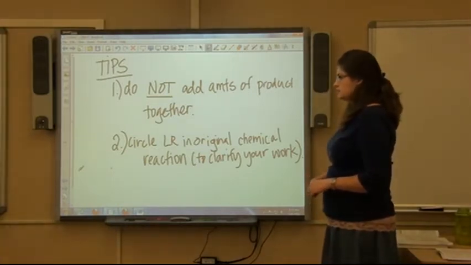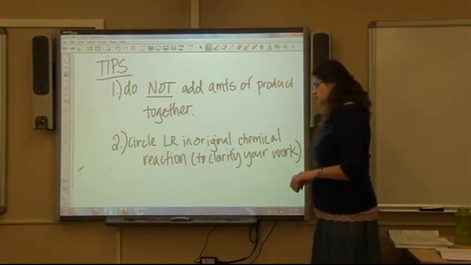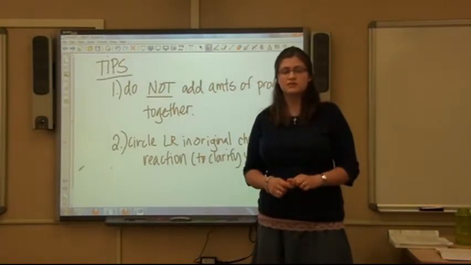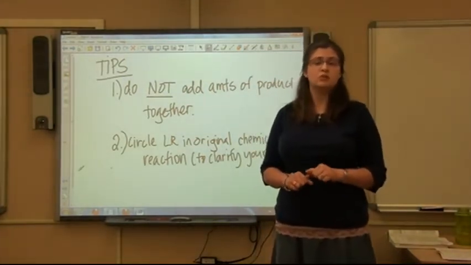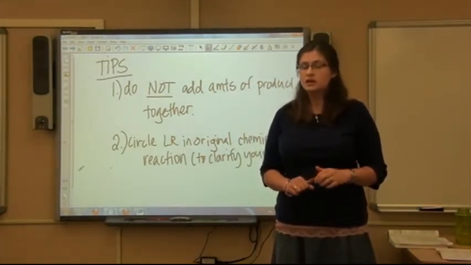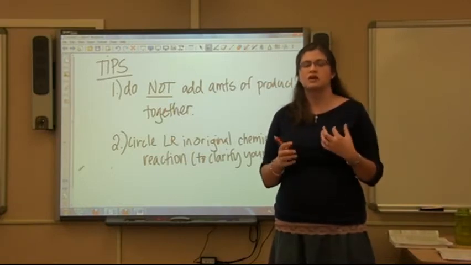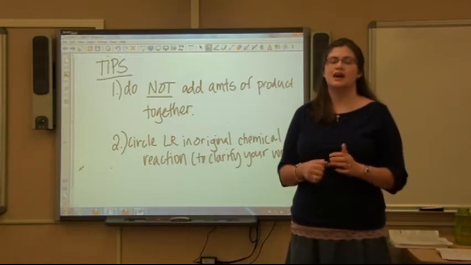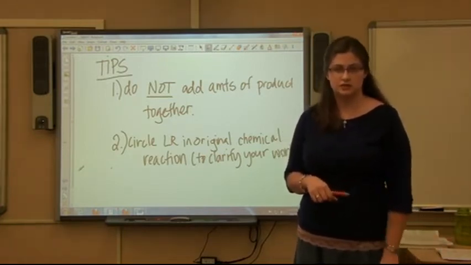Another tip that I like to have is to circle the limiting reagent in the original chemical reaction. This helps you to clarify your work. A lot of times, finding the limiting reagent might not be the only thing that you're doing to solve a problem. So to keep your workspace clear, it's helpful sometimes to circle which one is the limiting reagent. That'll help you solve later parts of the problem.